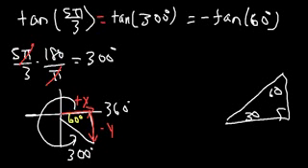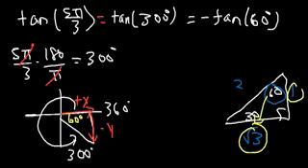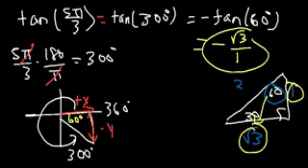So across the 30 is 1, across the 60 is root 3, across the 90 is 2. So tangent of 60 is opposite over adjacent. So it's root 3 over 1, but negative root 3.